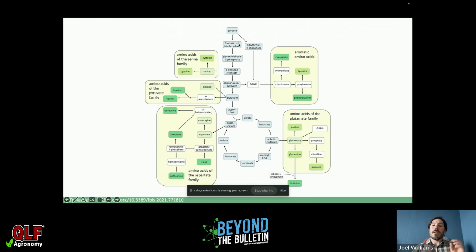I'm just pointing out that the more inorganic nitrogen you feed, the more of your photosynthetic carbon has to come down this pathway and form all of these amino acids. And if you were just feeding these amino acids in the first place, well, that photosynthetic carbon, that glucose, could be going elsewhere into other growth processes.